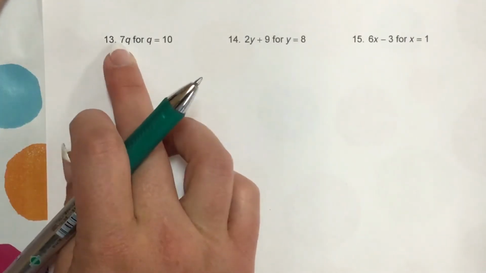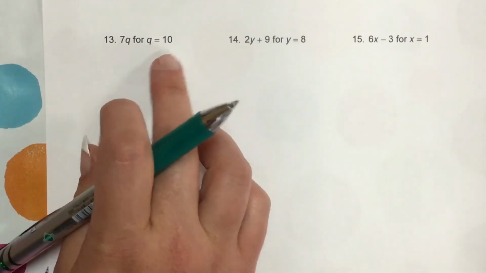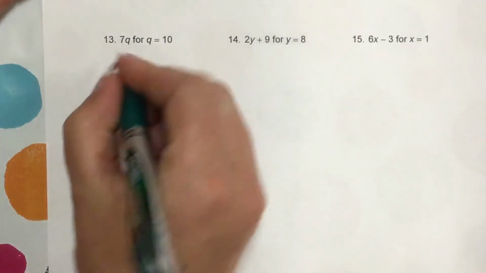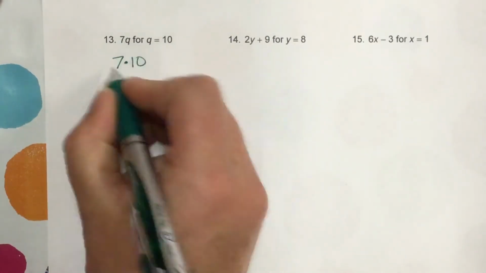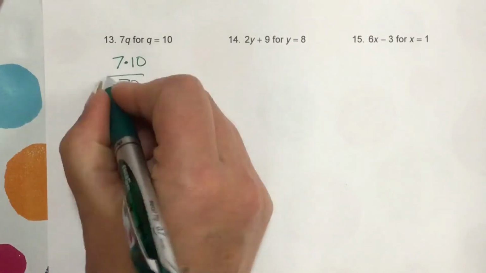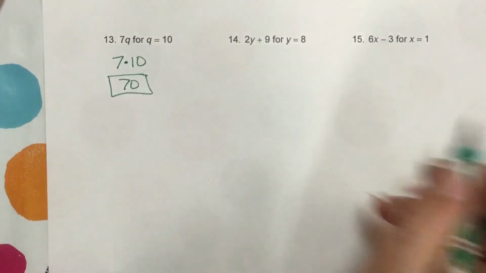All right, we're back. Ooh, this one's kind of fun. Number 13, 7Q for when Q is equal to 10. So remember, 7Q is just the same thing as 7 times Q, and Q is the same thing as 10. So 7 times 10 is 70. If you got that one right, great job.